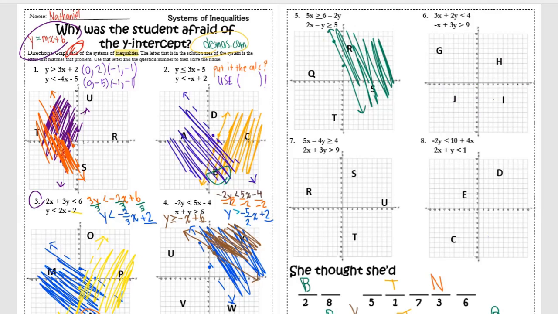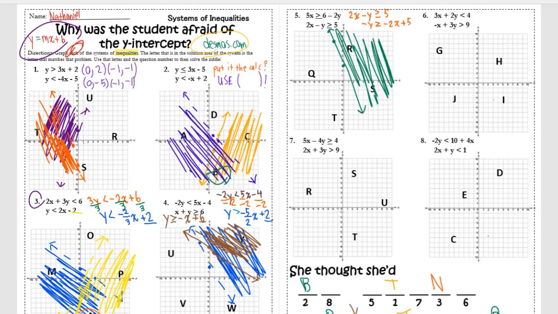So our first step, we have 2x minus y is greater than or equal to 5, right? Well, the first thing we're going to do is subtract 2x from both sides. Then we're going to have the negative y by itself. So we have negative y is greater than or equal to negative 2x plus 5.